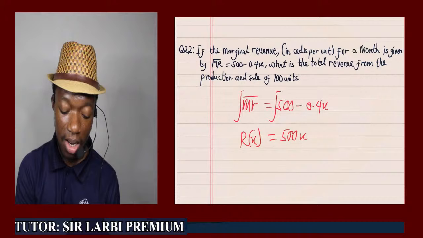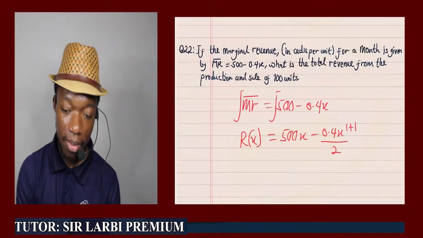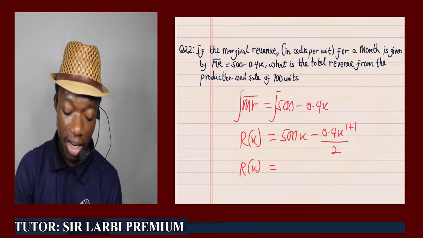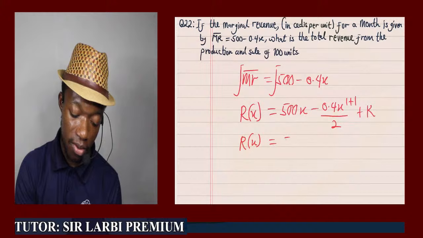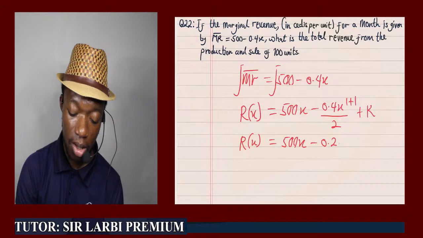Then here too, I'll have 0.4x to the power of 1. I'll add 1 to the power and then divide the result. When I add 1 plus 1, I'm getting 2, so I'll divide by 2. Therefore my revenue function should be equal to, because it's an indefinite integral, meaning it doesn't have any limit, we bring in a constant, say k or c. So we have 500x, and 2 goes into 0.4 as 0.2, so we have 0.2x to the power 2 plus k.